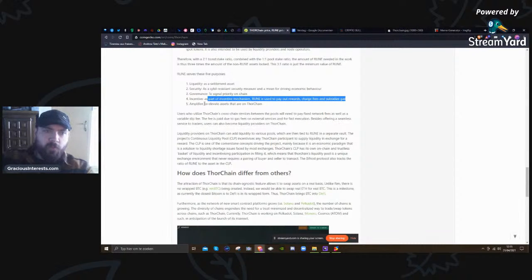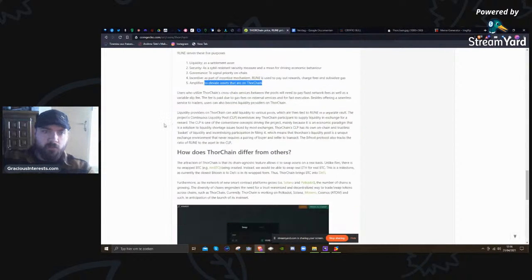Amplify to elevate assets that are on the THORCHAIN, so to add value to the different coins and tokens which are present on the THORCHAIN decentralized exchange. So, for example, if you can trade Bitcoin, Ethereum, Litecoin, etc. on THORCHAIN, well, by having it present on the THORCHAIN and actively swapping with RUNE, we're actually adding value to these coins and tokens. That's basically what it's saying.